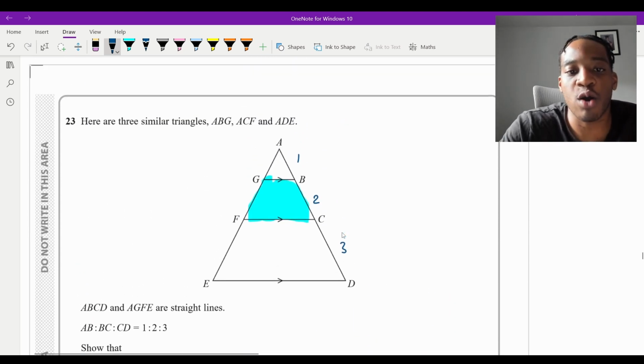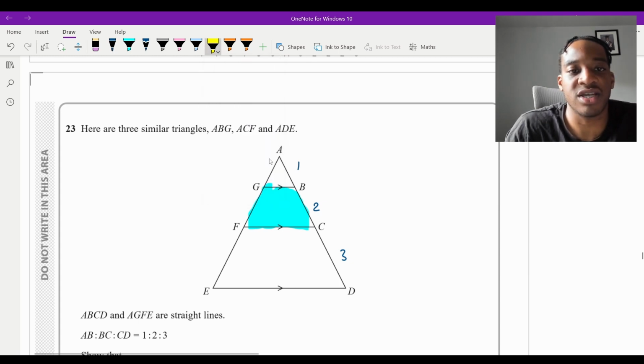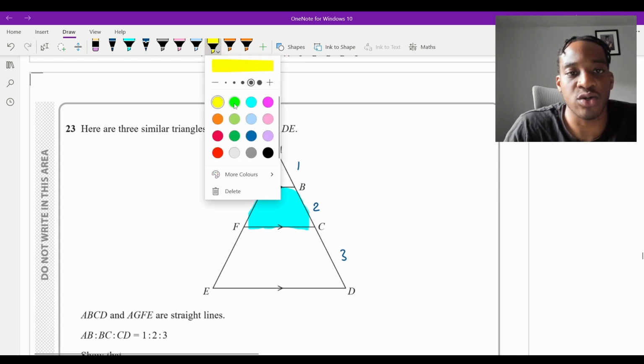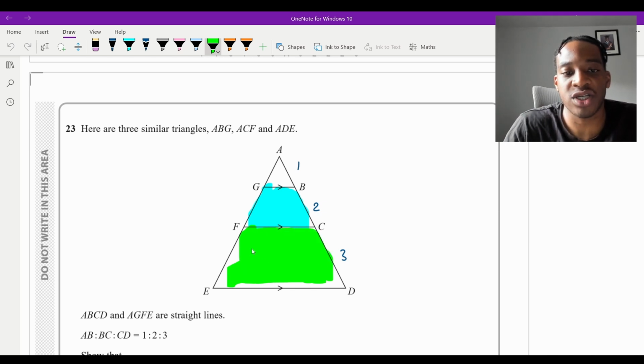Well, where is that? Let's go back to our original picture. CDEF is this one. Actually, let me use a different color. I'll use green. This one right here. This is the area of CDEF, isn't it? We need this one here. So I'm going to go to the last triangle because this is just the lowest section of the largest triangle.